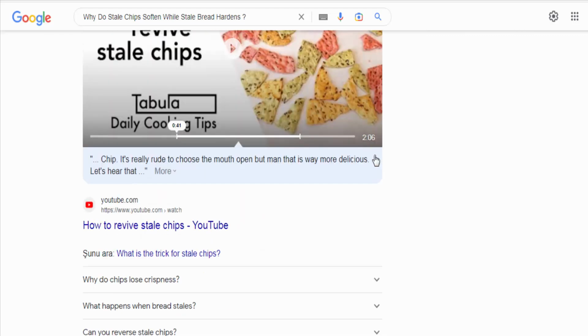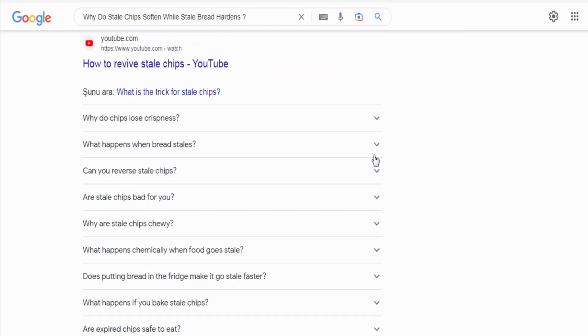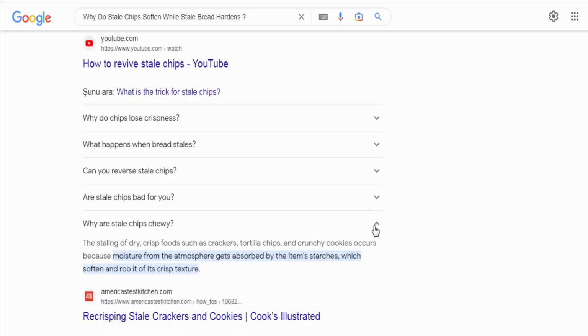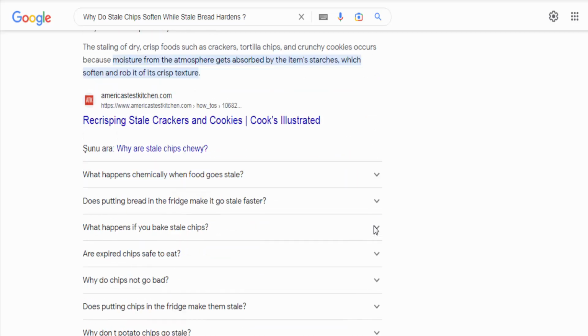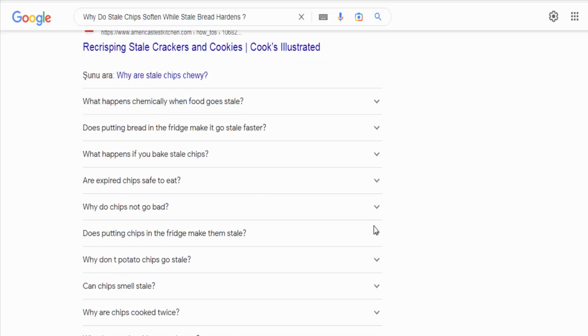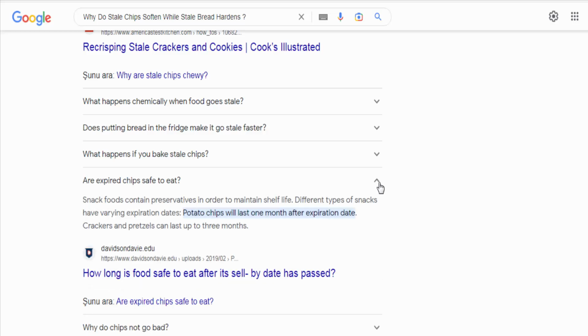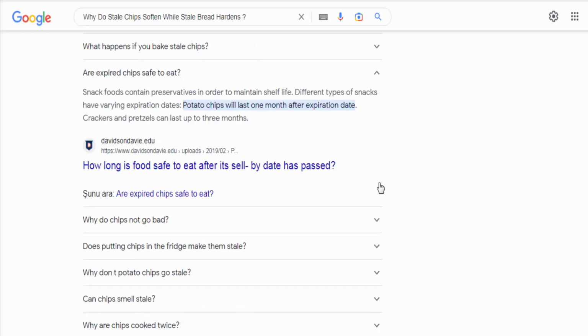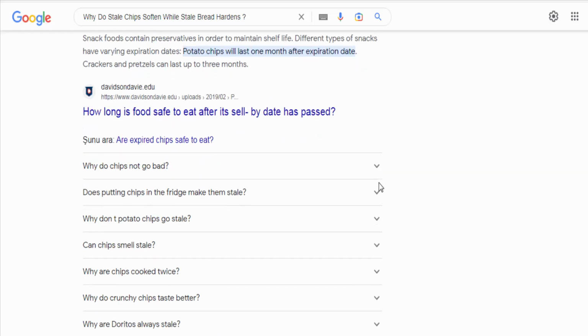Fat content. Many chips, such as potato chips, contain a significant amount of fat or oil. The presence of fat creates a barrier that slows down the escape of moisture from the chips. As a result, stale chips can retain more moisture than bread, which prevents them from hardening. The moisture retained by the chips can soften their texture over time.